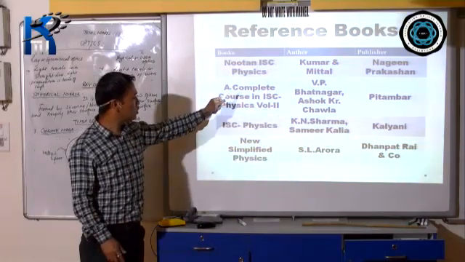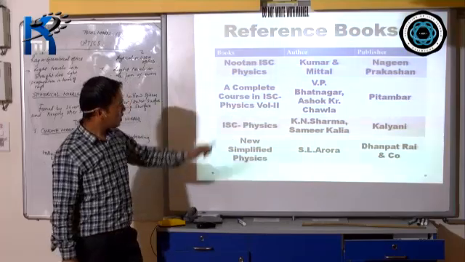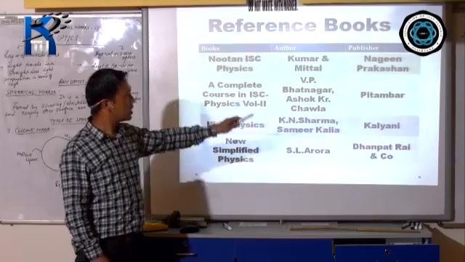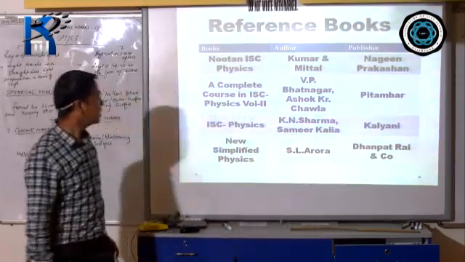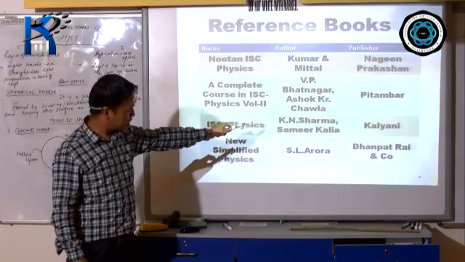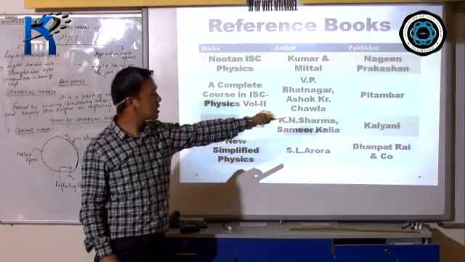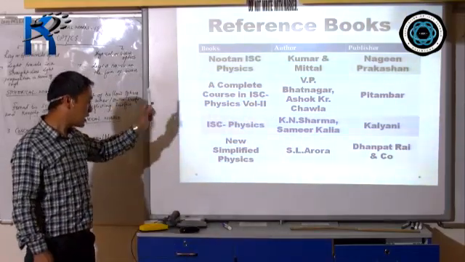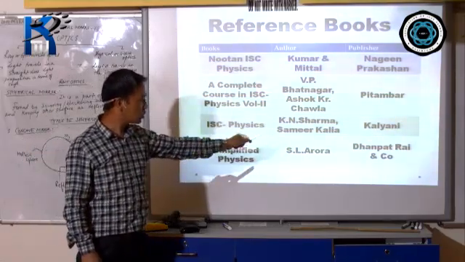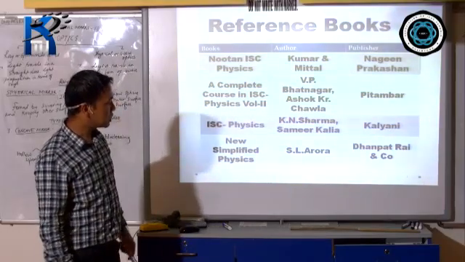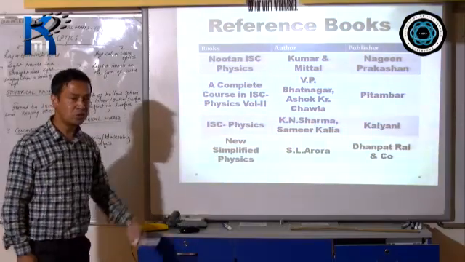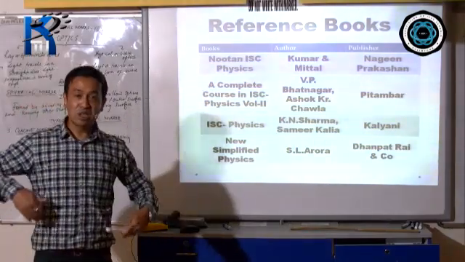Followed by A Complete Course in ISC Physics, Volume 2. The authors are B.P. Bhatnagar and Ashok Kumar Chawla. The publisher is Pitambar. Followed by ISC Physics, the authors are K.N. Sharma and Samir Kalia. The publisher is Kalyani. Another nice book is New Simplified Physics. The author is S.L. Arora and the publisher is Dhanpat Rai and Company. These are the reference books that I'm presenting to you, but other than these, you can go through other books also.